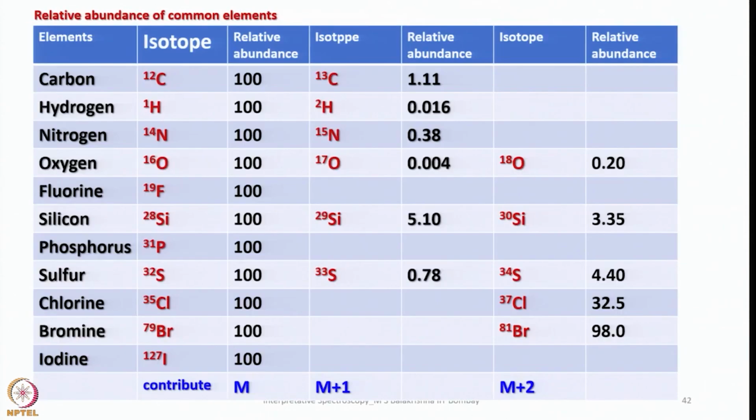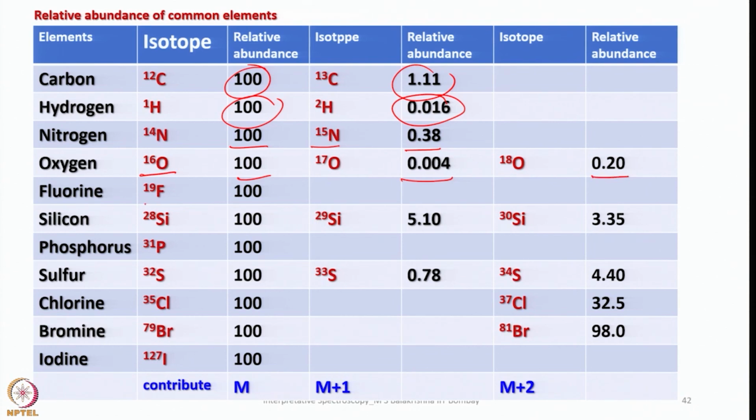Now the relative abundance of common elements I have listed here. Carbon, of course, 99% is 12C, only 1.11% is 13C, and relative abundance is 100 and this is 1.11. Then 1H is 100 and 2H, deuterium, is 0.016. In case of nitrogen, 14N is 100 relative abundance, whereas for 15N it is 0.38. Similarly for oxygen, 16O is 100%, 17O is 0.004, and apart from 17O we also have 18O, that is 0.20 relative abundance.